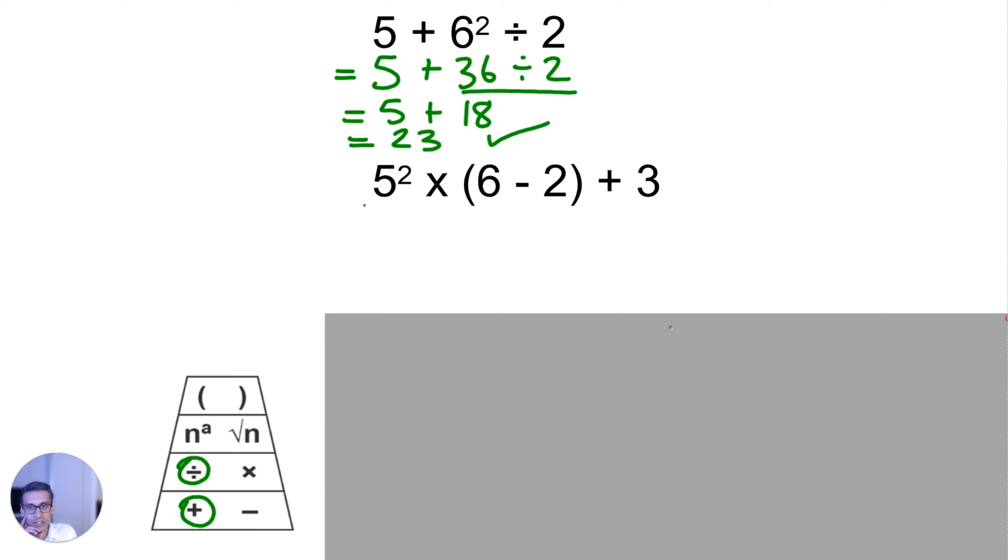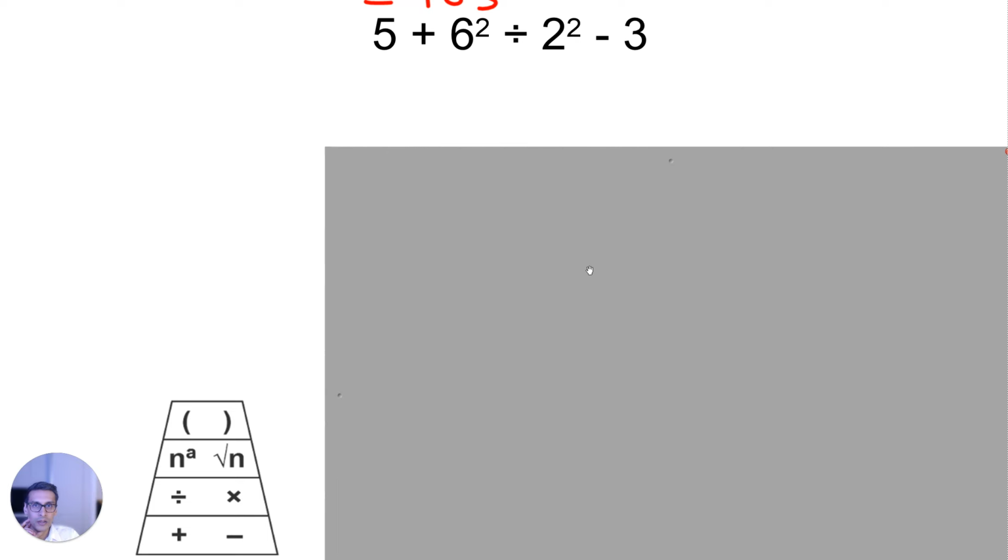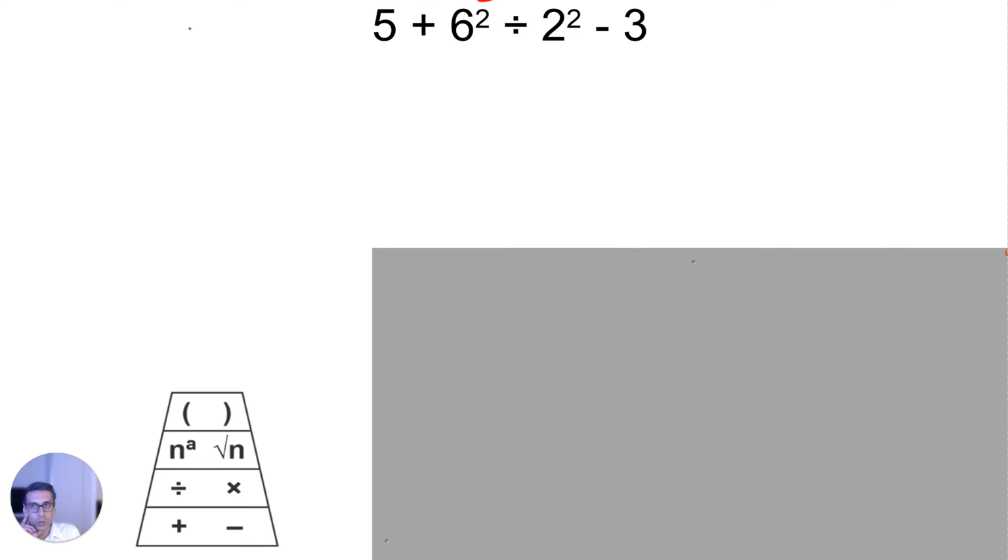Okay, pause the video if you haven't finished. Alright, so this is going to be brackets first, and just change the indices as well. So this will be 25 times 4 plus 3. Now we have to do the multiplication first because multiplication comes first before addition. So this is going to be 100 plus 3, which is 103. I hope you got that right. Okay, next question. Have a go at working this one out.